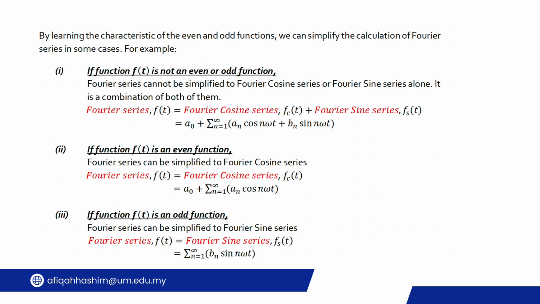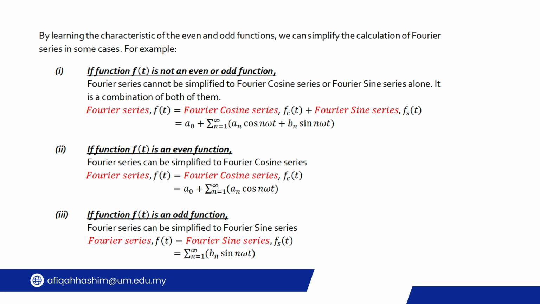You just forget about b sub n. You just need to find the value of a sub naught and also a sub n, because the calculation is a bit lengthy. So you can skip the time of finding the value of bn, because if you try to calculate it, you will get the value of bn equal to 0. So just find the value of a naught and also an.